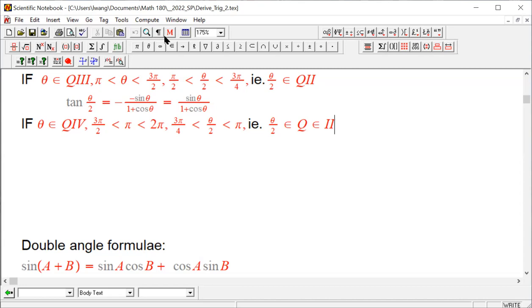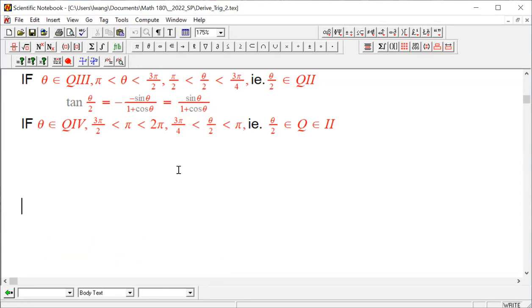Between 3 pi over 4 and pi, right? That's quadrant number 2. All right, is that clear? Make sure you actually follow me by taking notes. If necessary, you can pause it, take a break or something like that. All right, so half theta is in the second quadrant.